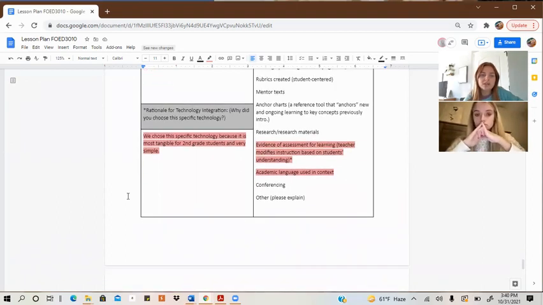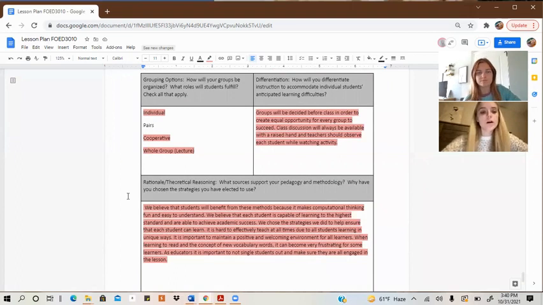The rationale for technology integration is that it's the most tangible one to use for second grade students, and it's very simple. You don't want to overwhelm them with technology too young, and you want to keep it simple with fewer distractions.